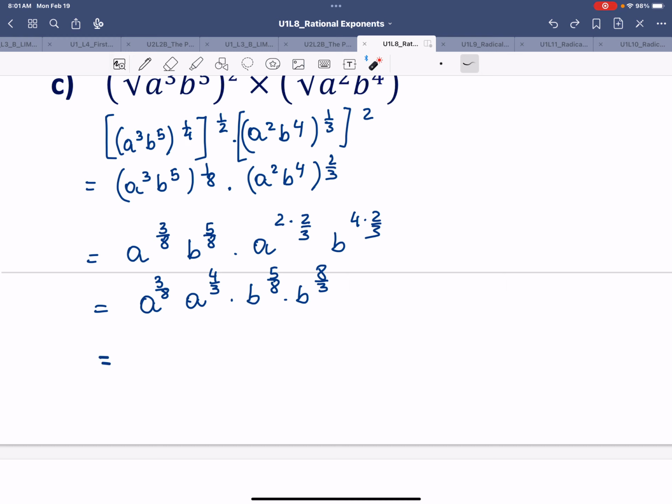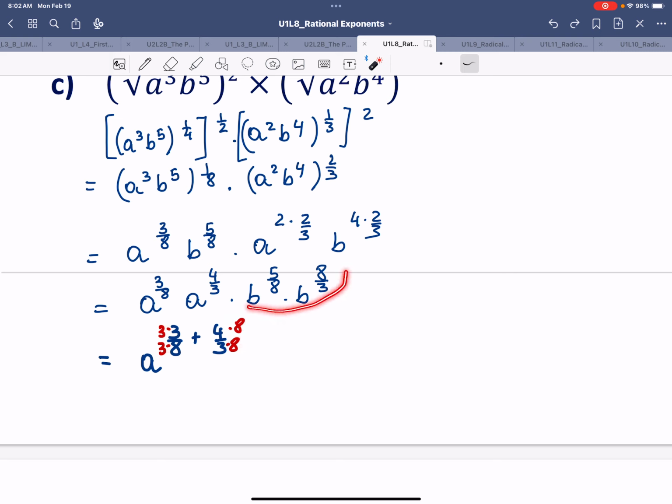So now we'll have to combine these two powers, a to the power 3 over 8 times a to the power of 4 over 3. All we have to do is add the powers, and make the denominators the same, obviously, since we're at it. And the lowest common denominator of 8 and 3 is 24. So we're going to multiply this by 3 over 3, this by 8 over 8.